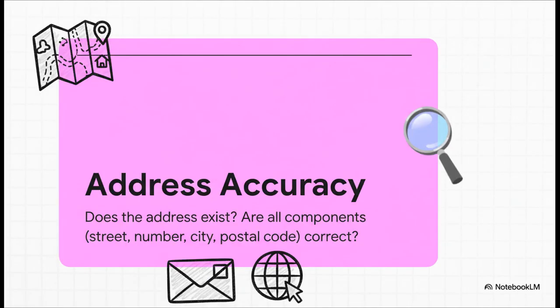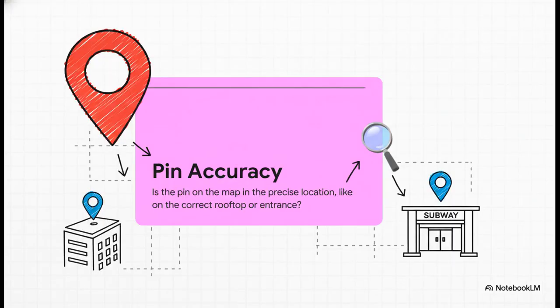Next up, the address. And again, you've got to be a stickler for details. You need to confirm that every single piece of that address is correct. I'm talking street number, street name, city, postal code, country, all of it. Pro tip, official National Postal Service websites are going to be your best friend for this.